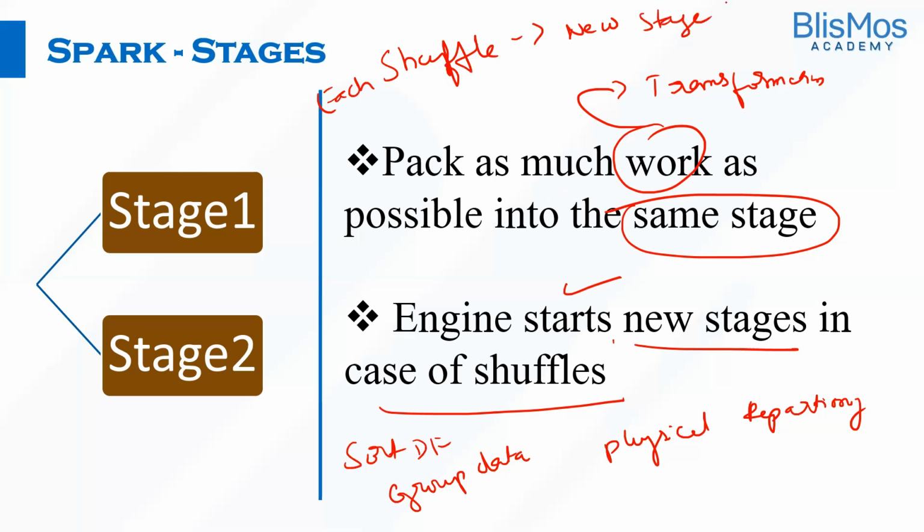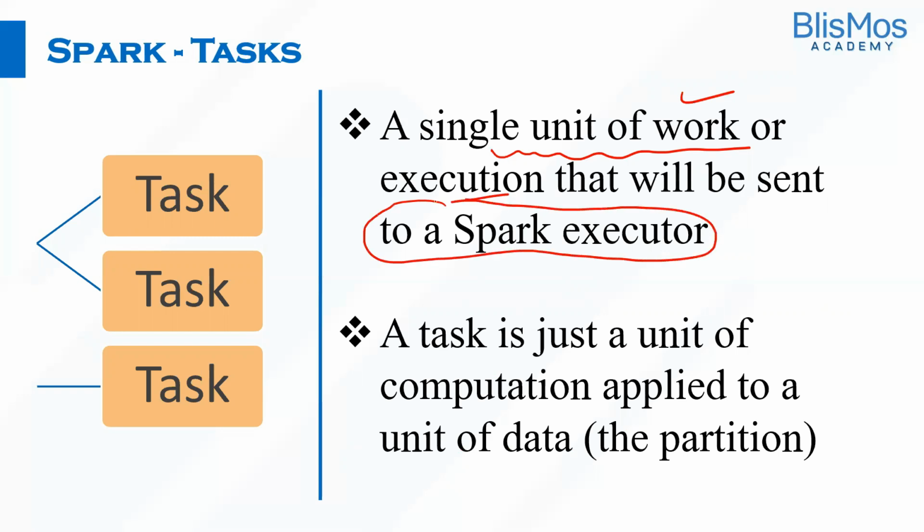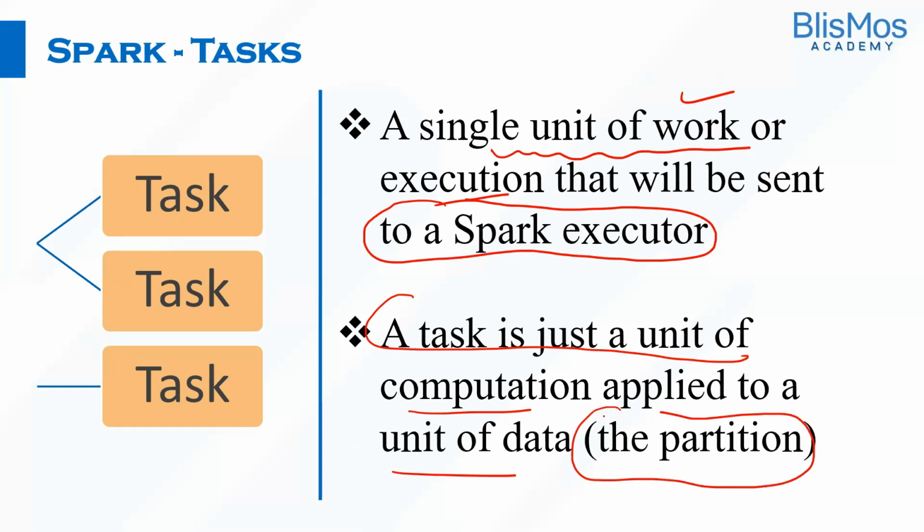So now we understood what is job, what is stage, then what is task. Task is nothing but a single unit of work or execution that will be sent to each Spark executor. Instead of saying work or execution, you can say task is just a unit of computation applied to a unit of data. When we say unit of data, we're talking about the partition here.